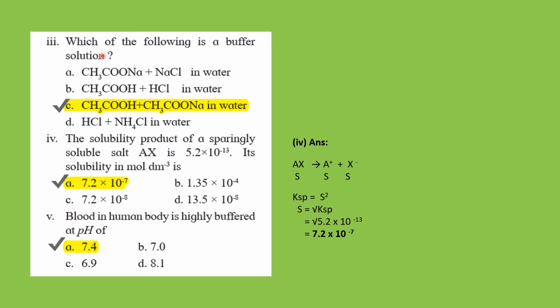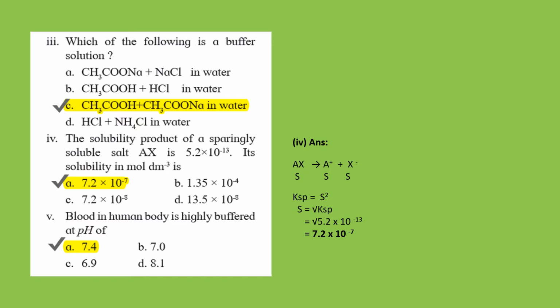Third question. Which of the following is a buffer solution? We know there are two types of buffer solution, acidic buffer solution and basic buffer solution. An acidic buffer solution is prepared by mixing a weak acid and its salt with a strong base. And a basic buffer solution is prepared by mixing a weak base and its salt with a strong acid. So here the first option, sodium acetate mixed with sodium chloride in water. Here both are salts only, so that option is wrong.